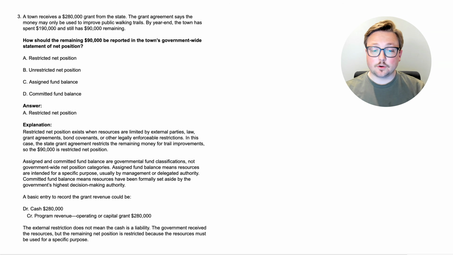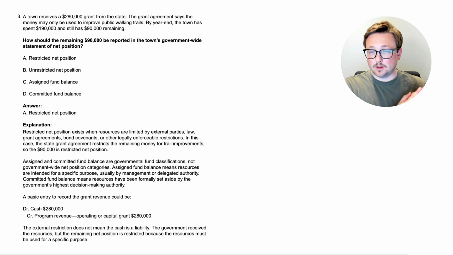In this case, the state grant agreement restricts the remaining money for trail improvements, so the $90,000 is restricted net position. So unlike with the net investment in capital assets, where some of the money wasn't used, so it's actually unrestricted at that point, in this case, they gave them $280,000 of a grant, and they said that all of that money has to be used to improve public walking trails. So even though they've only used $190,000 of it, the other $90,000 is still restricted for that. And it is restricted for that use by an external party, by the state who gave them the grant. So that's why it's $90,000 of restricted net position.